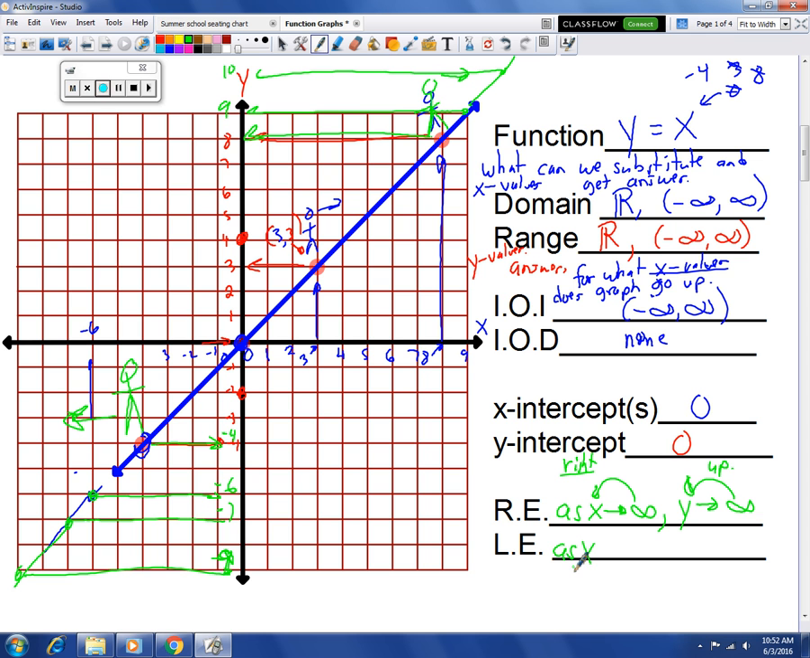As x, I always start with x. This time we're going left. This one means we're going left forever. What's happening with the height of the line? It's getting further and further below the x-axis, and that negative infinity means down. Very good.